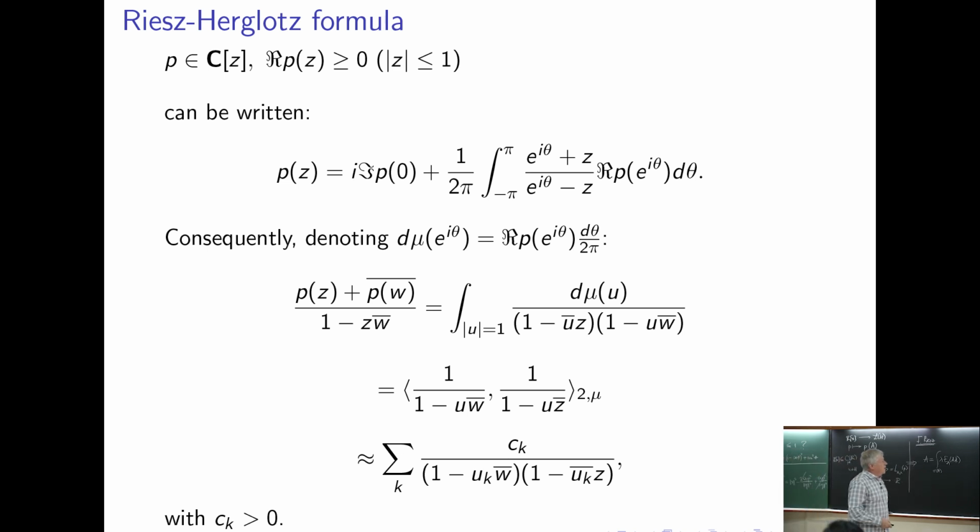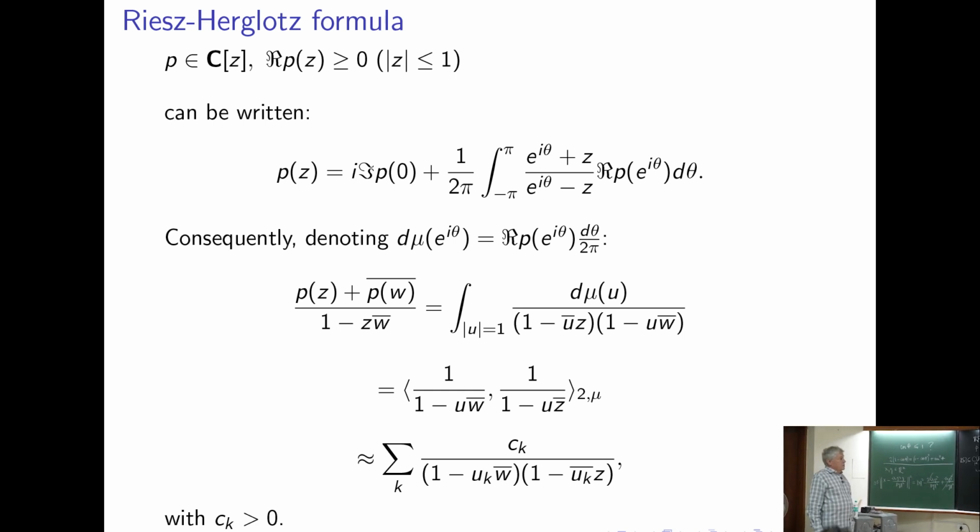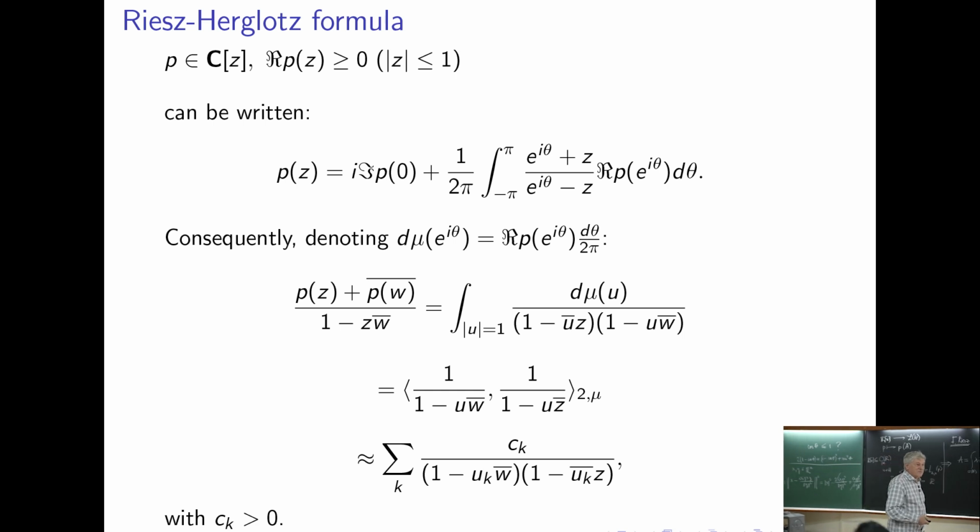And from here you derive many interesting inequalities. Just for your information, Fejér's inequality gives you a bound on the coefficient P1 of a trigonometric polynomial which is non-negative. And this is sharp. There are many such applications. But I want to mention another one.